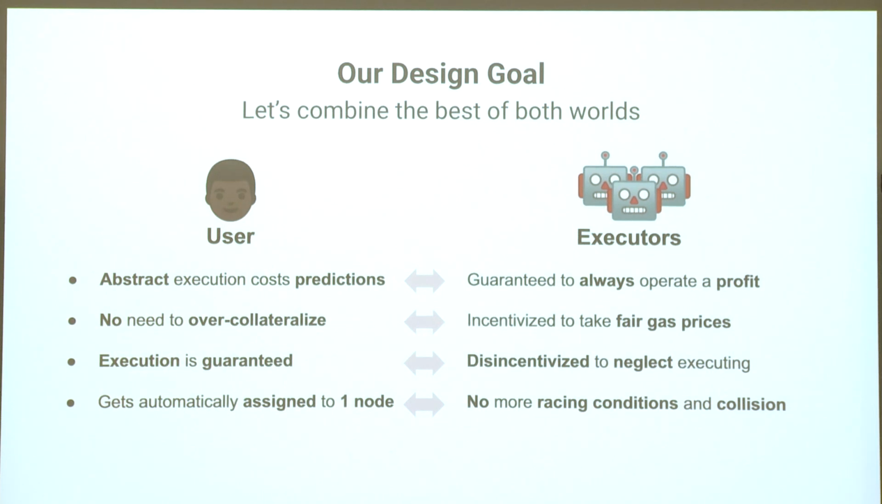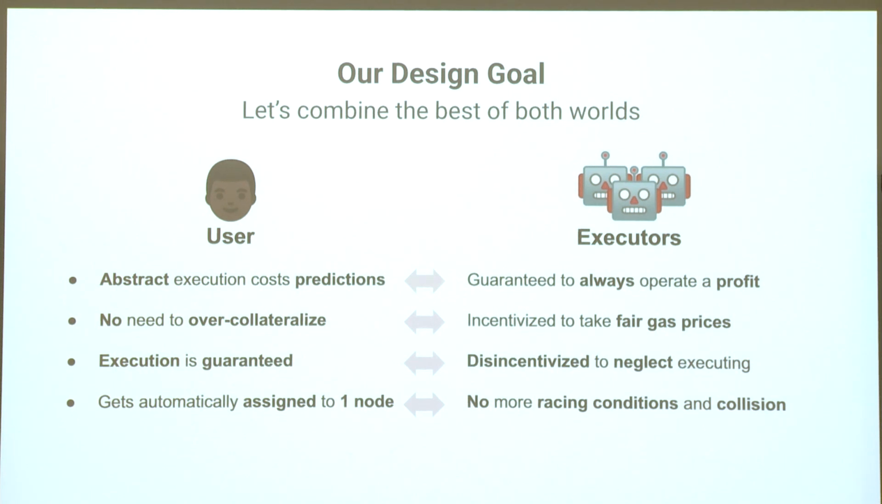They get an execution guarantee. They don't need to overpay that much. They just need to overpay a little bit. And they don't have to worry about spreading their signed transaction to a lot of nodes. They just have to give it to one person, and this one person will then transact on their behalf.